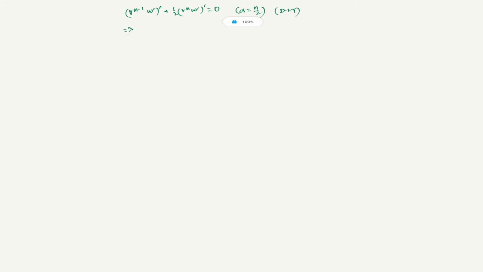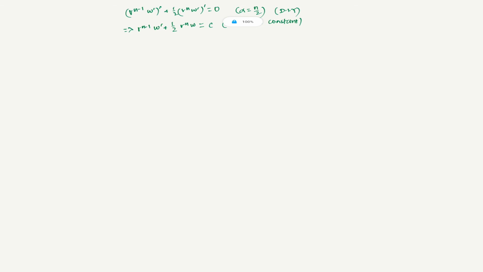And thus from here what do we get? We get r to the power n minus 1 times w prime plus half r to the power n times w equals some constant c. Clear? Some constant.